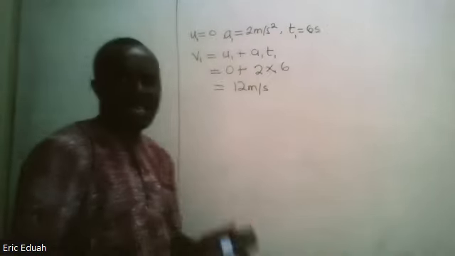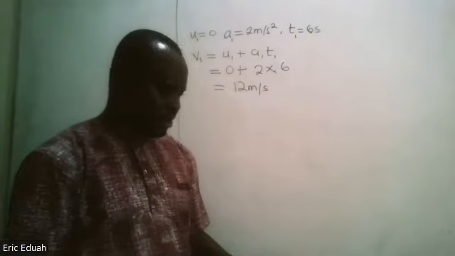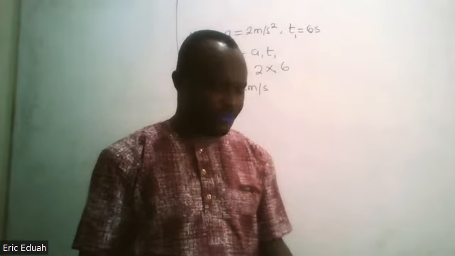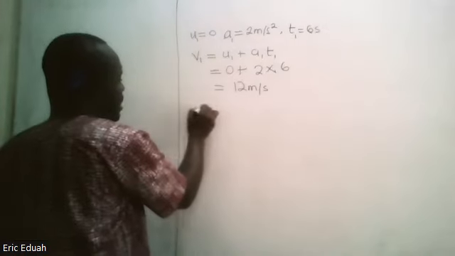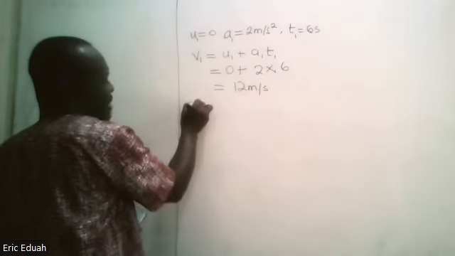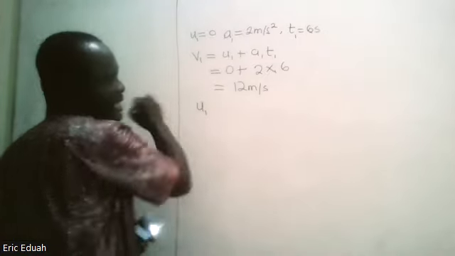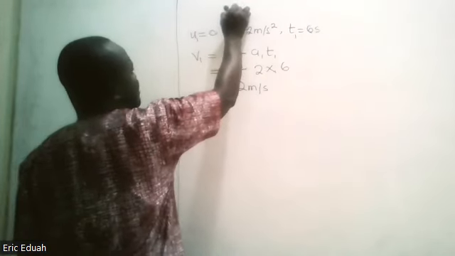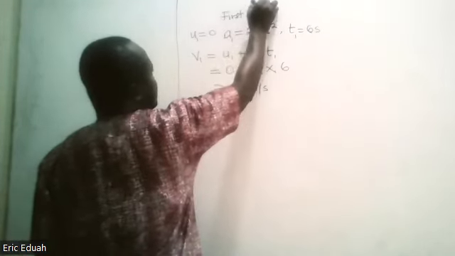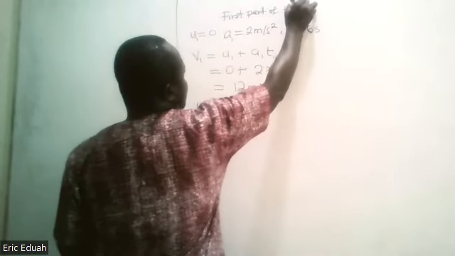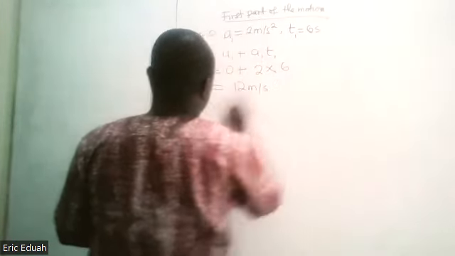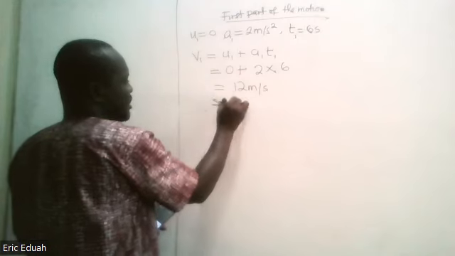Then let's come to the second aspect of the motion. It maintains this velocity for 10 seconds. So this final velocity becomes the initial velocity for the second part of the motion. So let me put it this way. First, the first part of the motion, just to help understanding. Then when you get it, you can do it how you want. Then the second part of the motion.